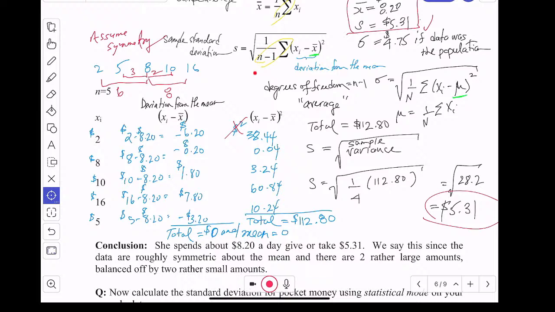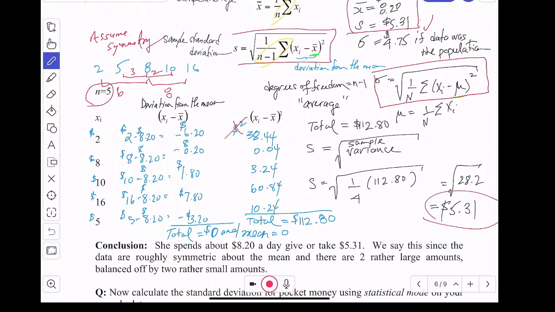No, it's n minus 1. Because there's 1, 2, 3, 4, there's 5 observations. And because we are using a sample, we divide by n minus 1, not n. Only for the population do you divide by n. You'll have to watch the video again.